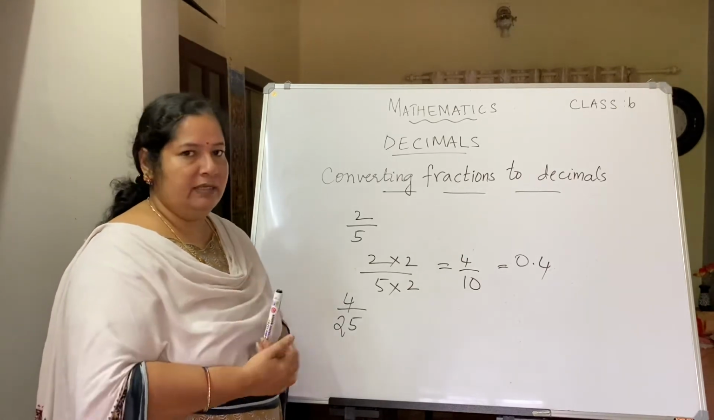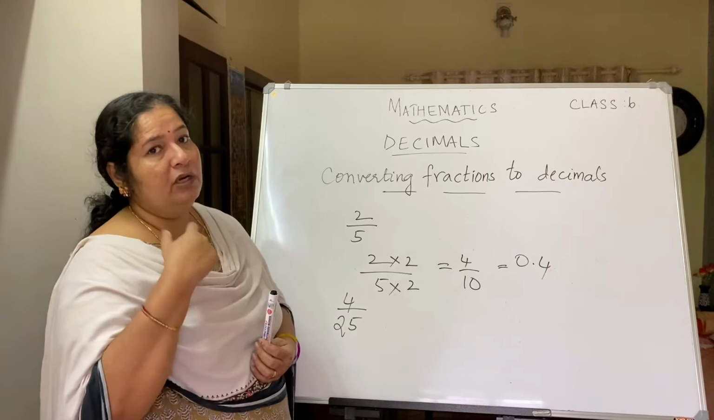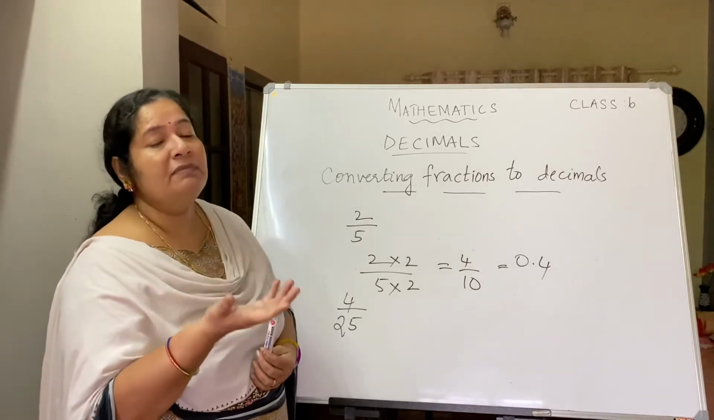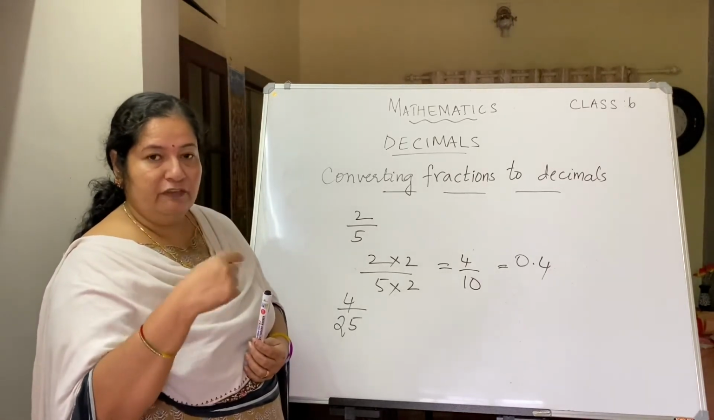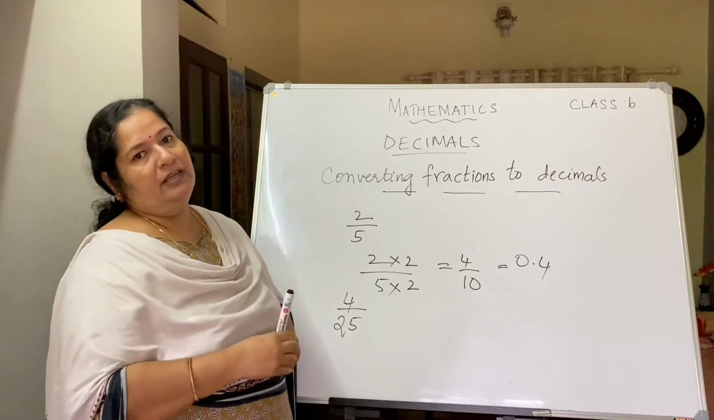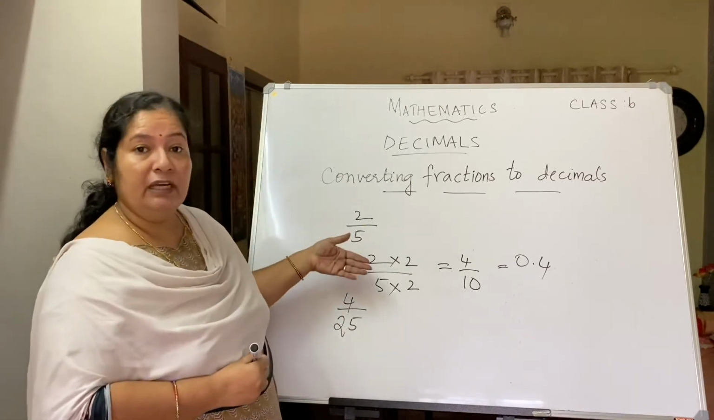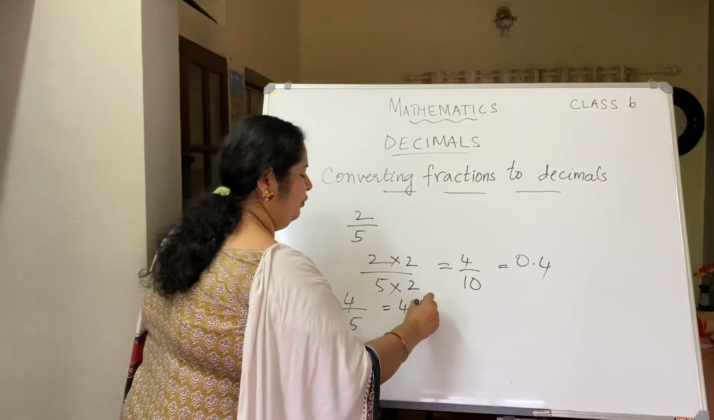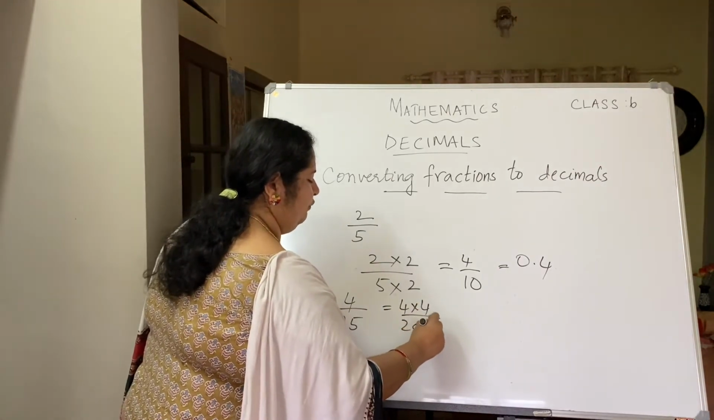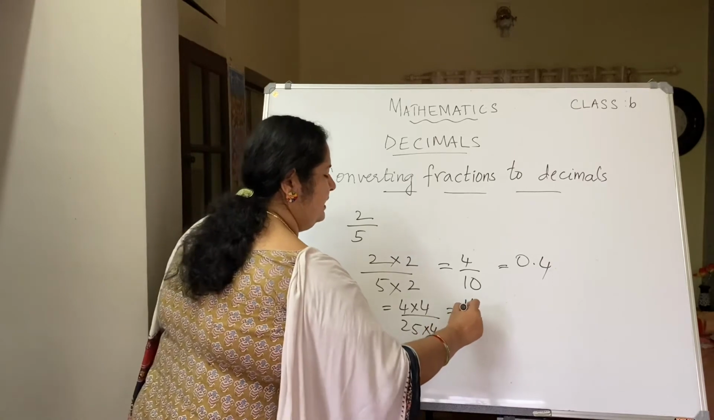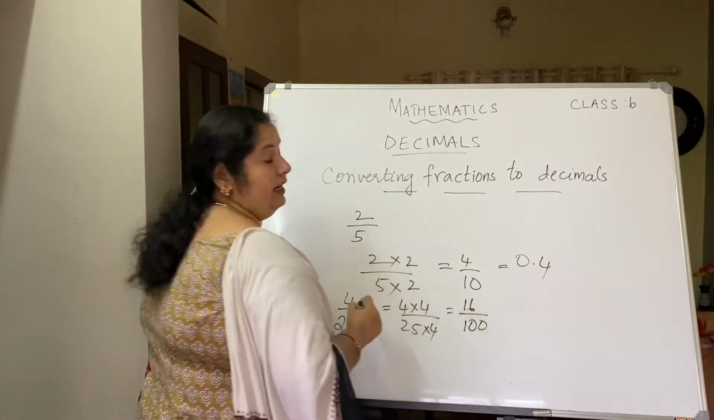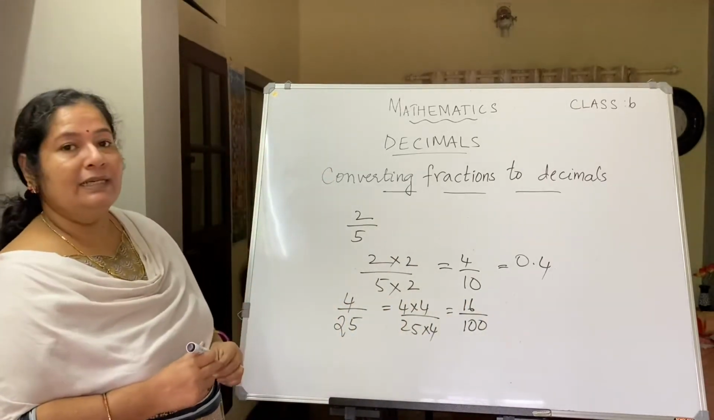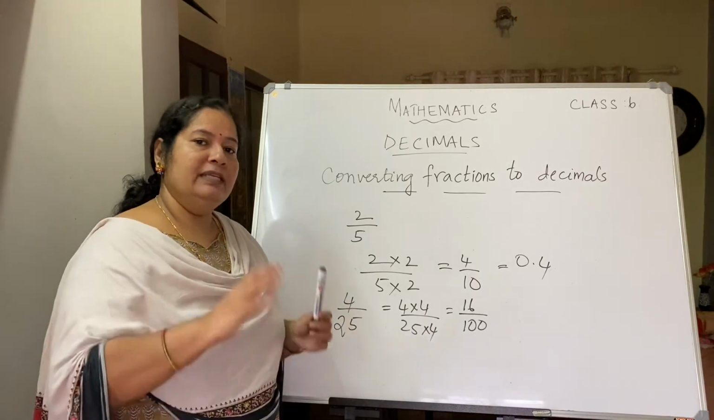Can we simply write it as 100? No, we will see with what number you should multiply so that 25 becomes 100. 25 into 4 is 100. So the same 4 you have to multiply with the numerator also. So this will be 4 into 4 by 25 into 4. 4 into 4 is 16. 25 into 4 is 100. So now you got a fraction with denominator 100.